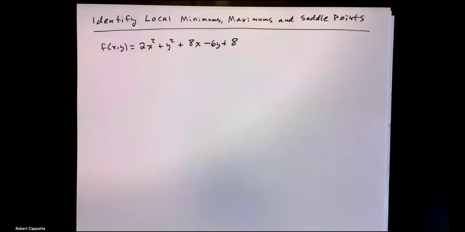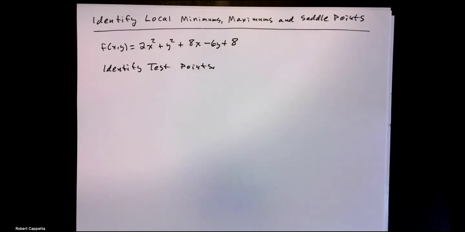For this problem, we want to identify any local minimums, maximums, or saddle points for this function. And the first thing we have to do is identify the test points. So what was the process there? How did we identify test points? What did we have to do? Well, we looked at the partial derivatives.